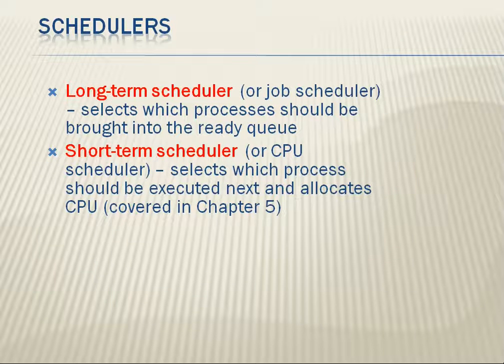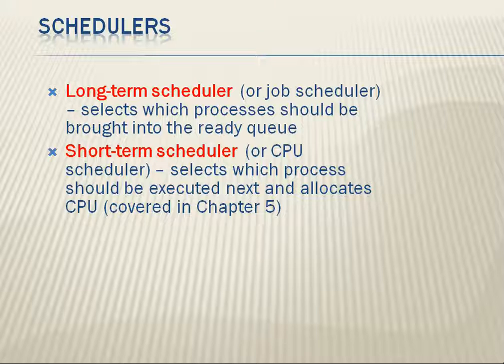Now there are two types of scheduler, long-term scheduler and short-term scheduler. Long-term scheduler is also called the job scheduler. The function of this scheduler is to select which processes should be brought into the ready queue. So the long-term scheduler decides which processes will be brought into the ready queue.